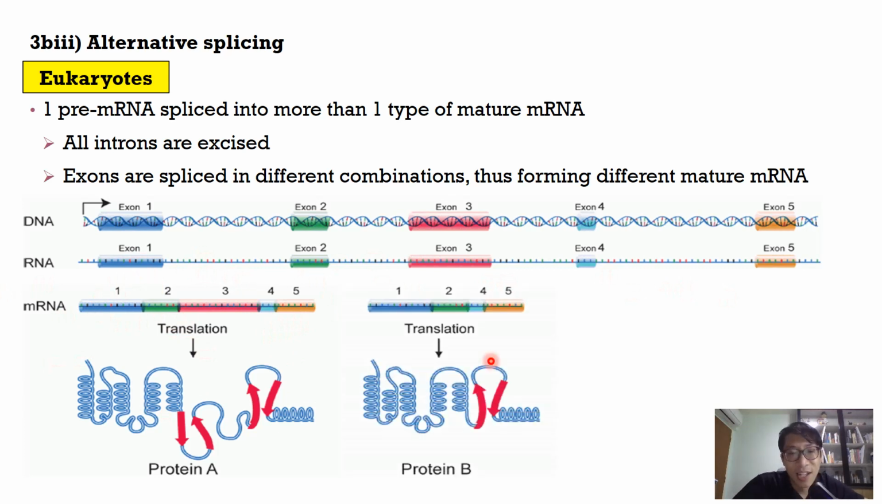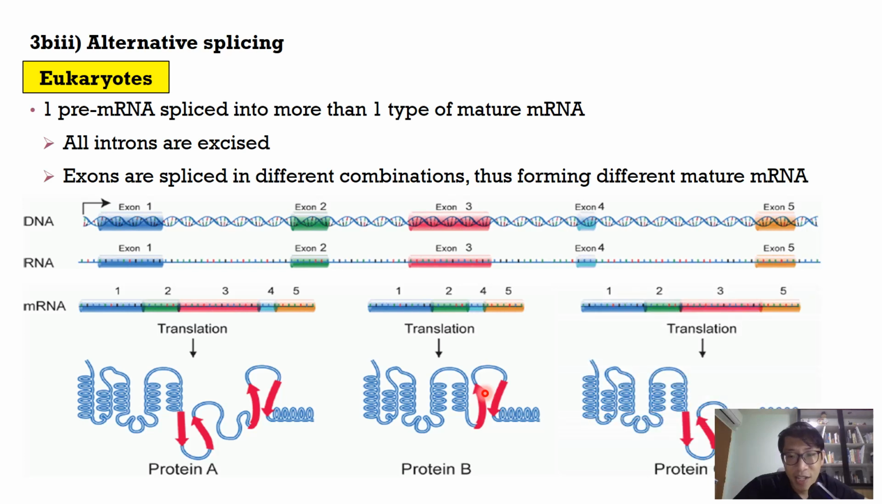A second scenario is that there is no exon 3. So this mature mRNA contains a different combination of exons, only exon 1, 2, 4, and 5, with no introns. This mature mRNA can then be translated into a different protein. A third scenario doesn't have exon 4, so only exon 1, 2, 3, 5, no introns. This mature mRNA goes on to be translated into a different protein.